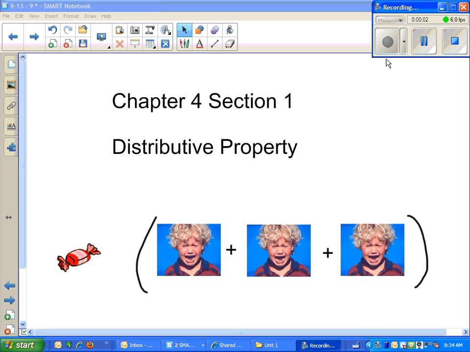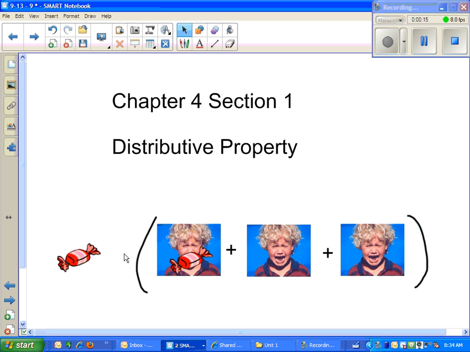All right, today we're taking a look at Chapter 4, Section 1. This is on the distributive property. Distributing, remember, if you're distributing something, you're handing something out. So, like, we're distributing a piece of candy to these 3 crying kids to get them to be quiet.